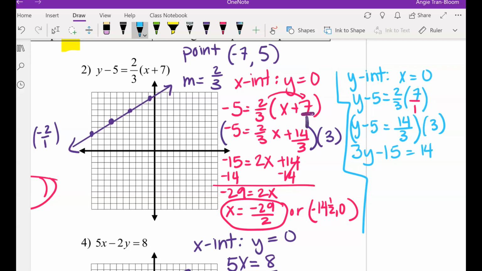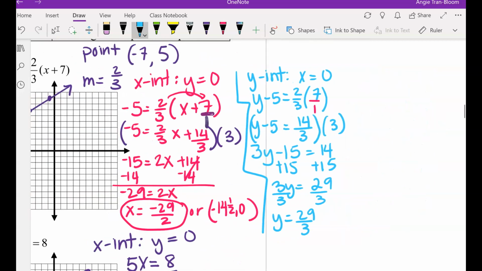Add 15 to both sides. 3y equals what? 29. Divide both sides by 3. Y comes out to, I will definitely accept 29 over 3. Or I will also accept a mixed number. What's the mixed number for 29 over 3? 9 times 3 is 27, and then a remainder of 2. Okay, so 9 and 2/3.